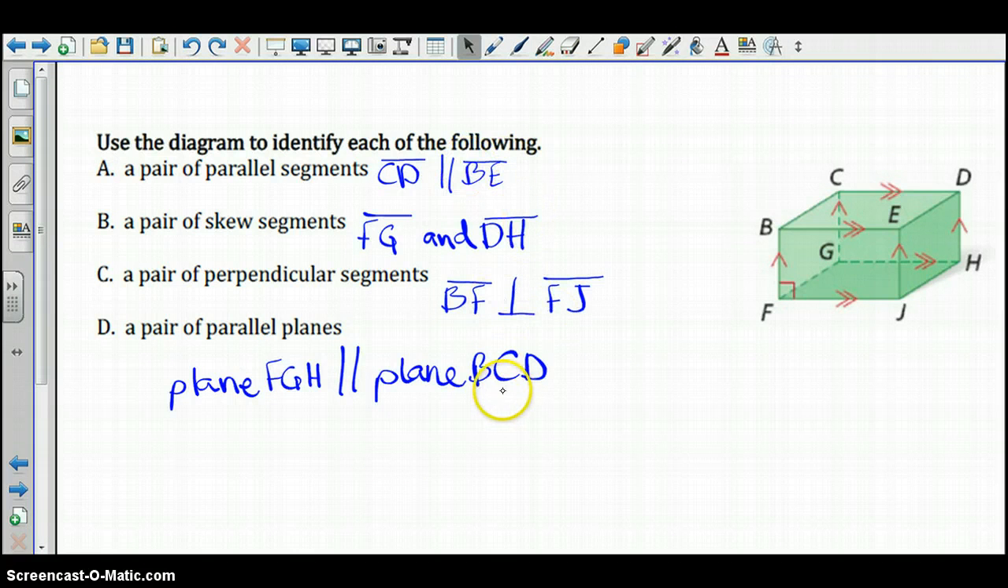Alright, you might have gotten answers something like this. I chose line segments CD and BE as my parallel segments. FG and DH for skew segments. Those will never intersect, but they're also not parallel. And BF is perpendicular to FJ. That's the only right angle that we are given, so that's what we should assume are the perpendicular segments. And then I chose the top and bottom of the box again for my parallel planes. FGH is parallel to BCD.